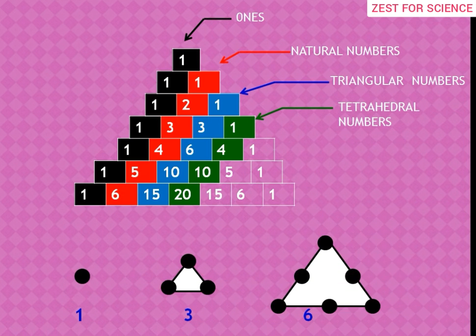Now, what are triangular numbers? Triangular numbers are a pattern of numbers that form an equilateral triangle. Each subsequent number in the sequence adds a new row of dots to the triangle. Here is one dot, here is another row which contains 2 dots. Here is another row which contains 3 dots.